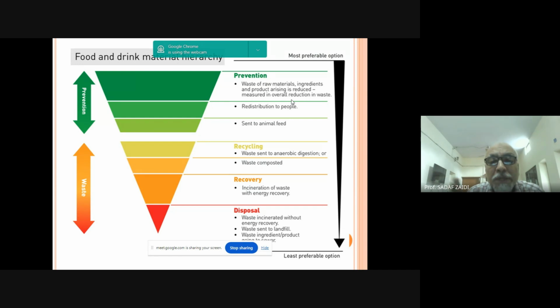So this inverted pyramid that has been given by the UNEP, this diagram, it is very illustrative in the sense that it tells us to concentrate on the various aspects of food waste reduction. You could prevent food waste, you could recycle food waste, you could recover food waste, and you could dispose the food waste. The most preferred approach is at the top, and the least preferred approach is at the bottom of the pyramid.